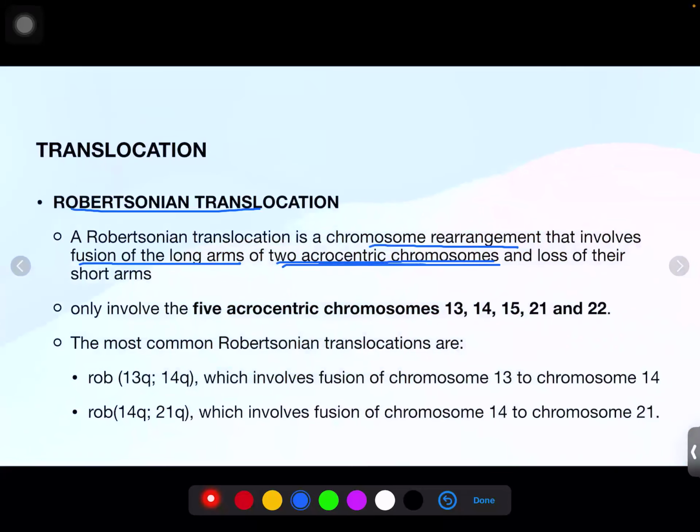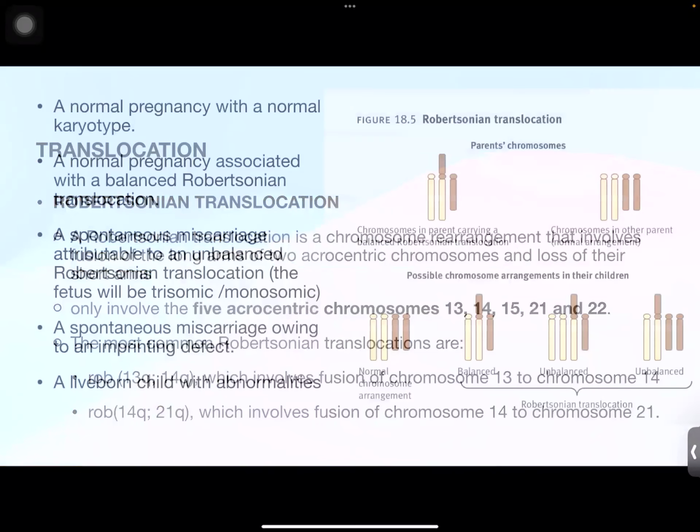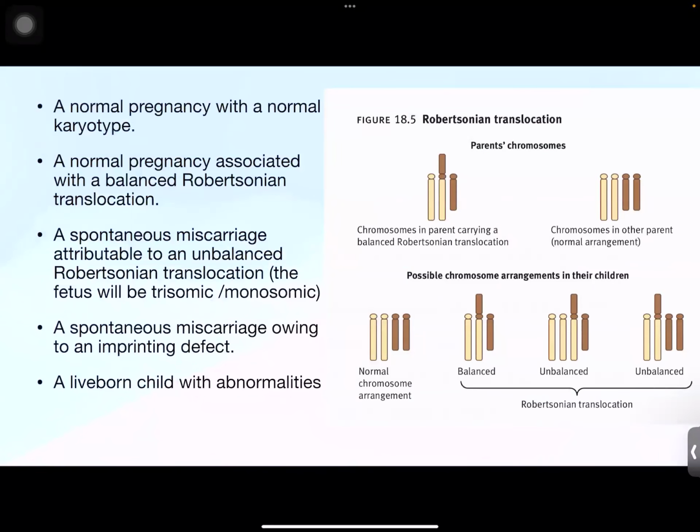You remember we studied the acrocentric chromosomes. There were 5 acrocentric chromosomes. Also, the Y chromosome is acrocentric, but in autosomal pairs, these 5 chromosomes are acrocentric: 13, 14, 15, 21, and 22. So what happens in Robertsonian translocation? I'll tell you in the figure.